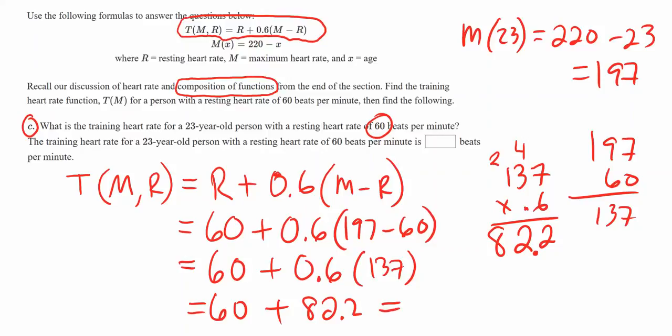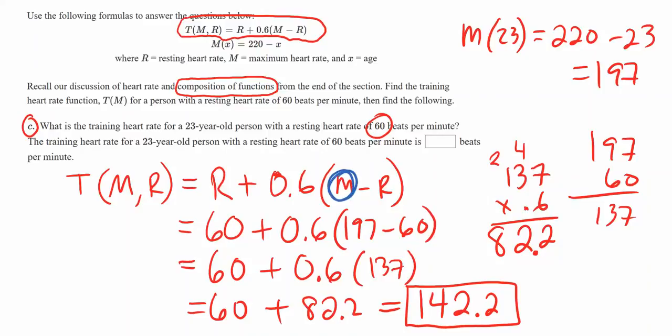All right, and adding those up, that's going to be 142.2. There it is. So this whole concept, if you think about what the concept is, is that you have two functions that are embedded within another function. That's the whole concept of composition of functions here. So part C, there it is.